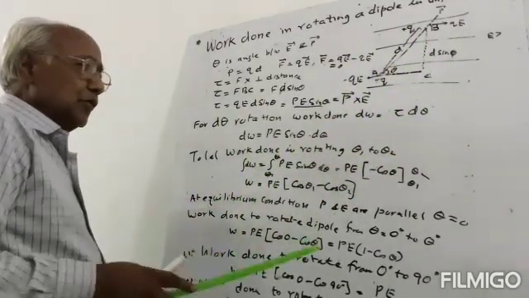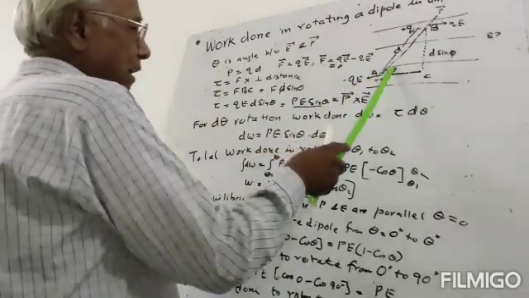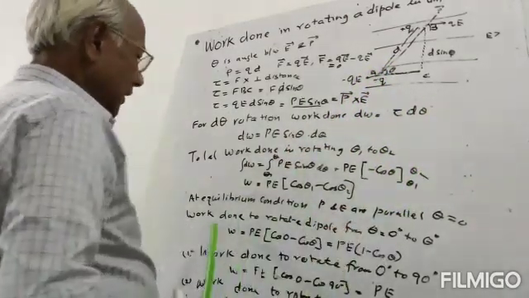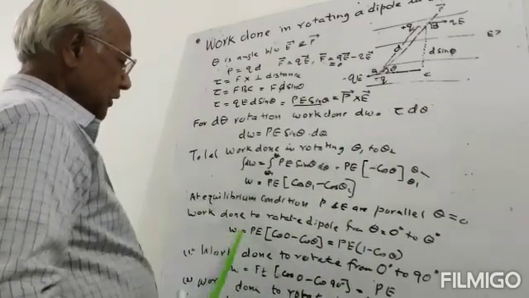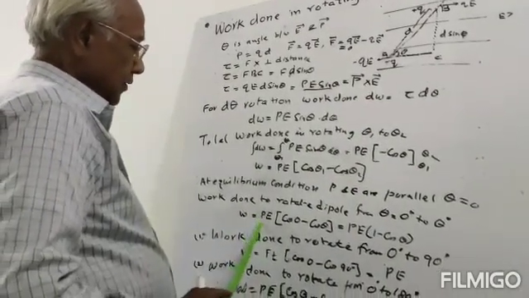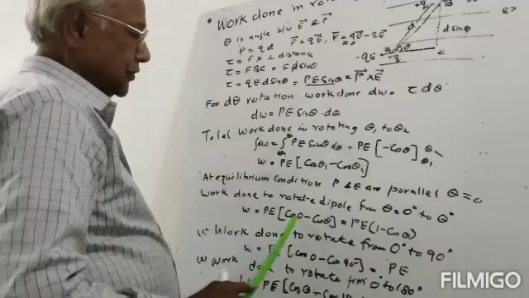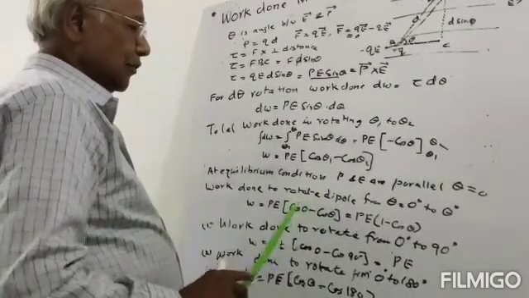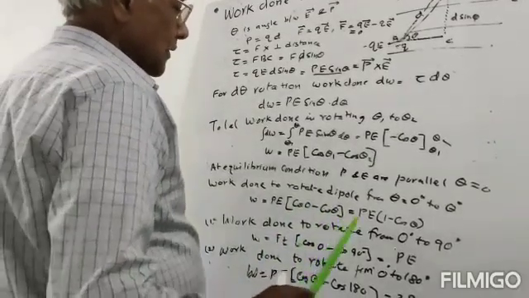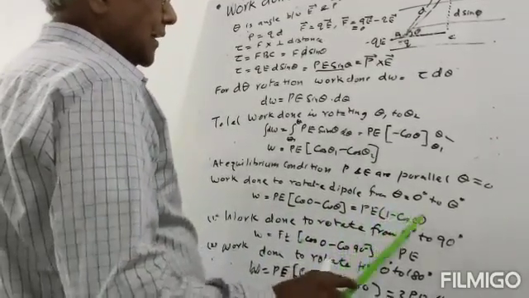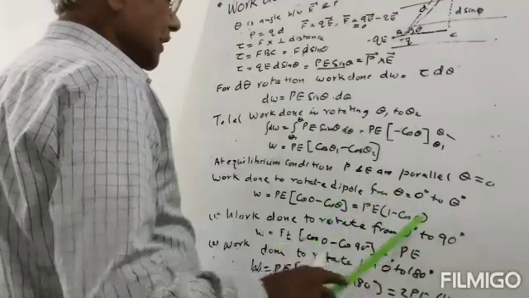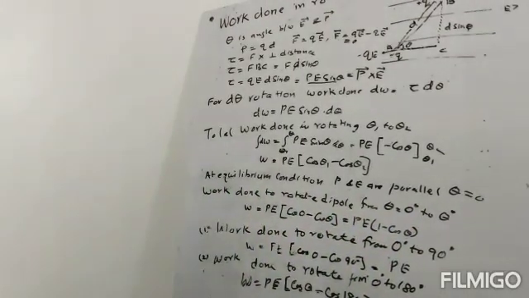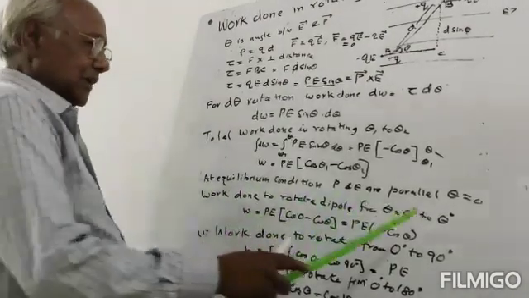Then the work done to rotate the dipole from 0 degrees to theta degrees will be W equal to P E (cos 0 minus cos theta), and cos 0 is equal to 1. So this is equal to P E (1 minus cos theta). So this will be the work done to rotate a dipole from 0 to theta degrees.